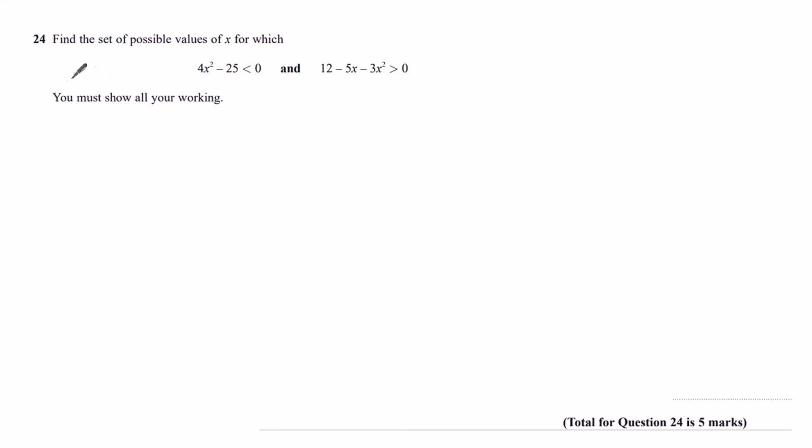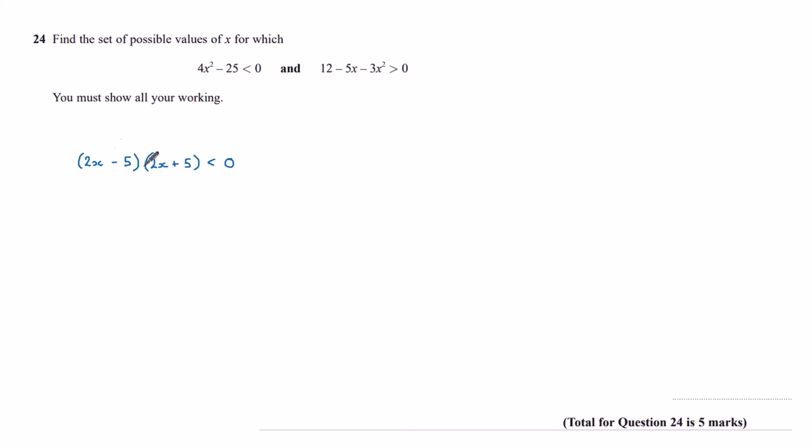Question 24. Find the set of possible values of x for which 4x squared minus 25 is less than 0 and 12 minus 5x minus 3x squared is greater than 0. And you must show all your working. So firstly, let's look at this one on the left-hand side, 4x squared minus 25. Now the key here is to note that this is a difference of squares. And so this factorizes to 2x plus 5 and 2x minus 5.